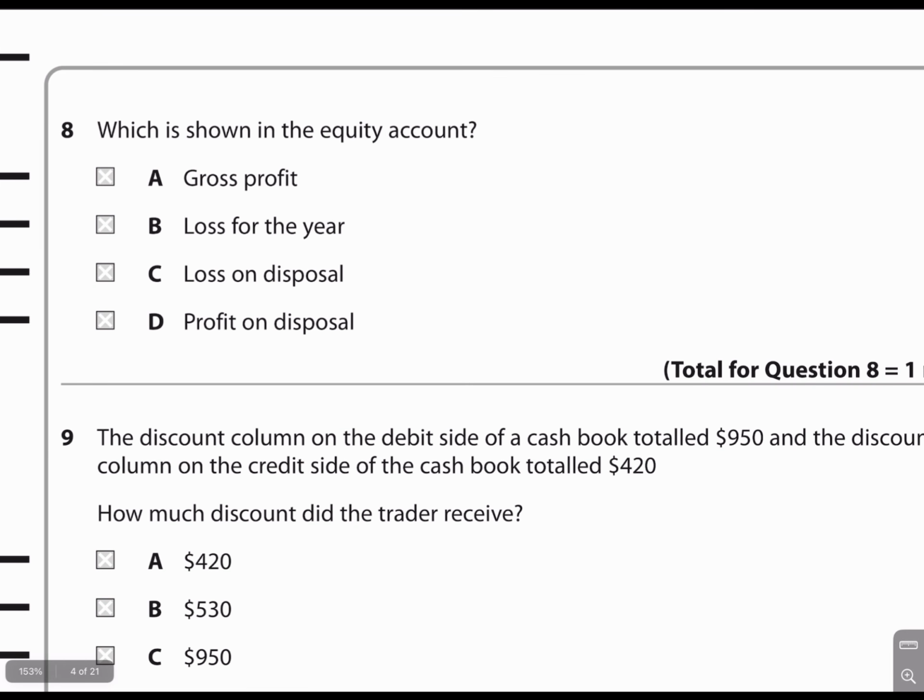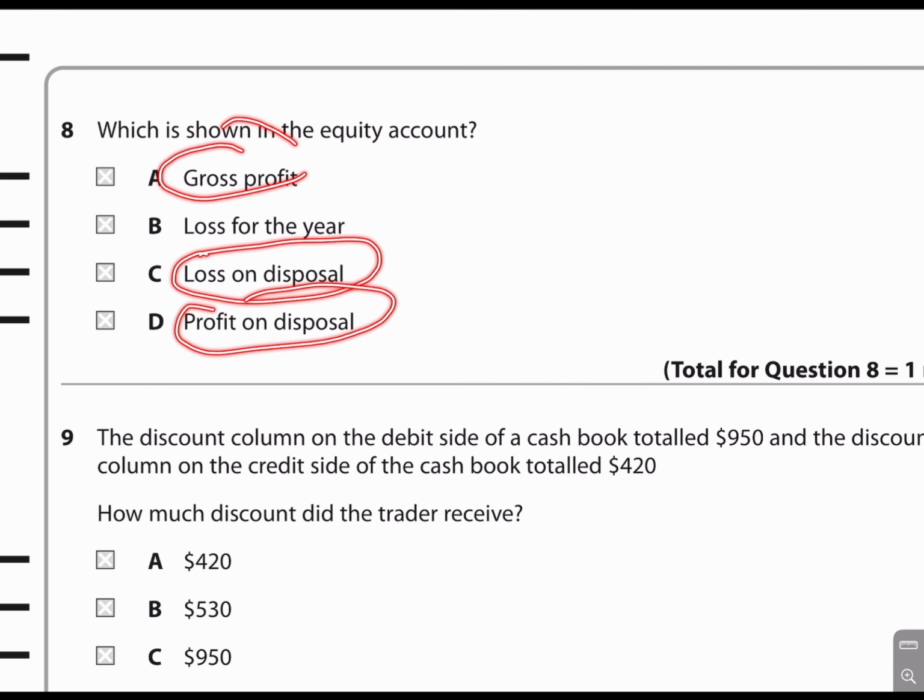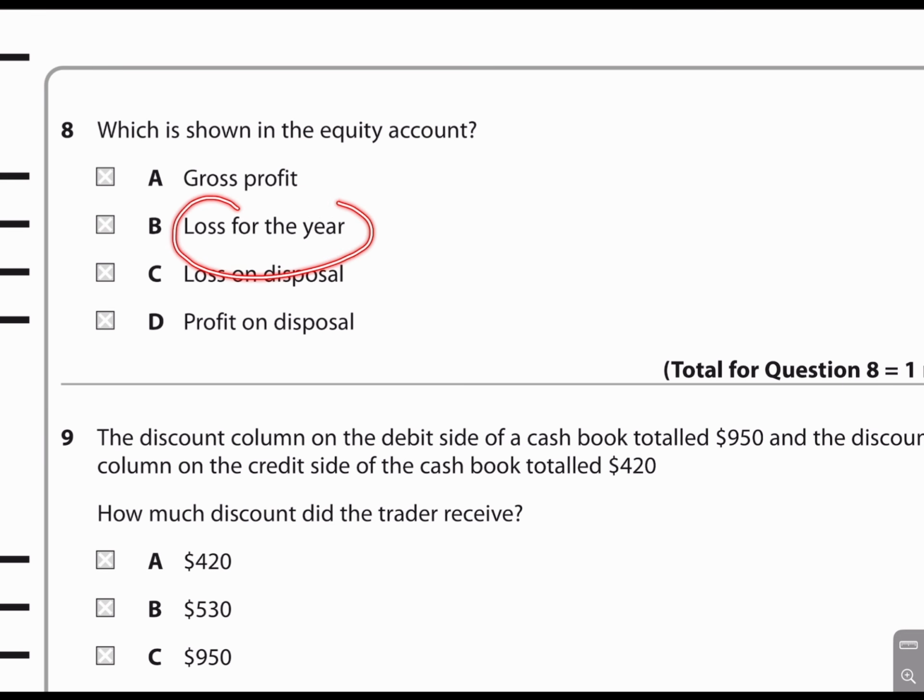Equity account means in the balance sheet equity section, right? Or in the equity account that we do. So we don't add loss on disposal or profit on disposal. We add either profit for the year or loss for the year. So if it's loss, yes, it will be entered on equity account as well. So the only right answer we have got here is option B.